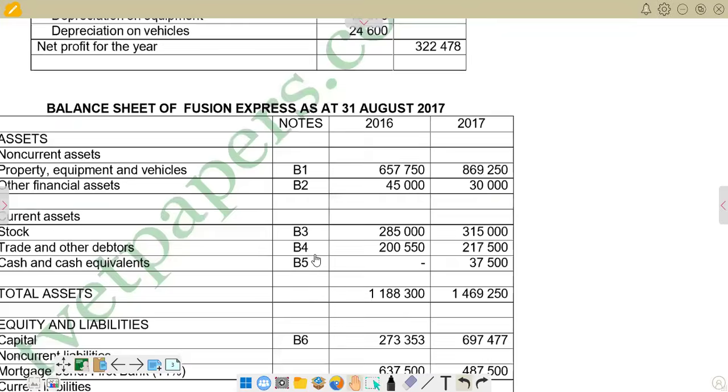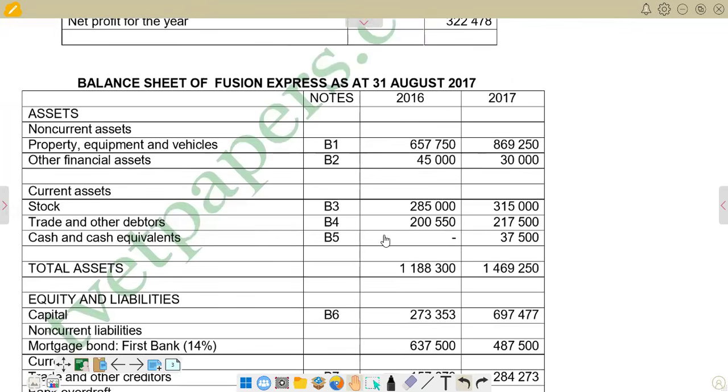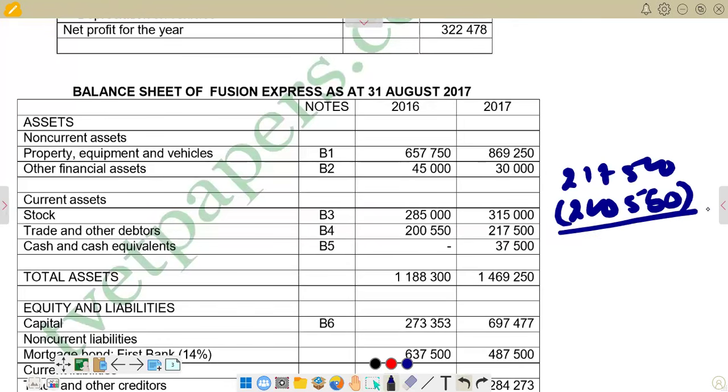You see that we are given the balance sheet for 2016 and 2017. Then we go to debtors, trade and other debtors. We see that in 2016, we had 200,550, and it increased to 217,500, which is an increase. So basically, we are going to say 217,500, and then we subtract 200,550. So if we subtract here, the answer that we are supposed to get is 16,950. So this is what we have.